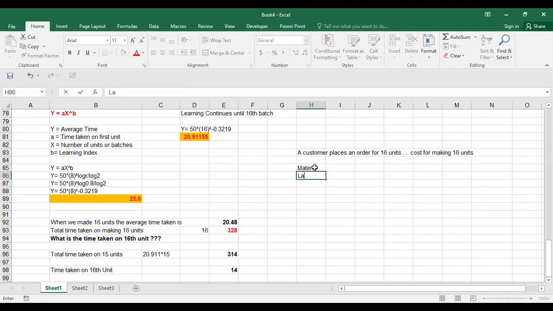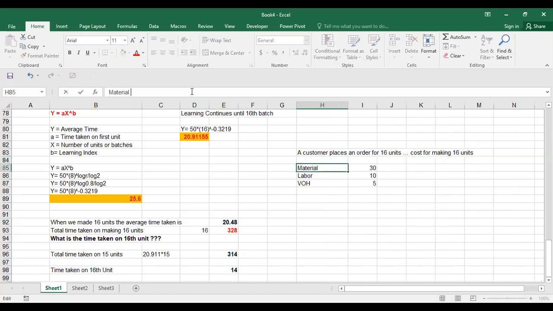Let's suppose your material cost, your labor cost, and your variable overheads are, for example, in 1 unit, material is $30, labor is $10 per hour, and variable overhead is $5 per hour. Let me write it down completely so that you understand what type of question it is and how it is applied. So material per unit is 30, labor per hour is $10, variable overhead per hour is $5. And if I ask you to make 16 units, you would say $30 for 1 unit.